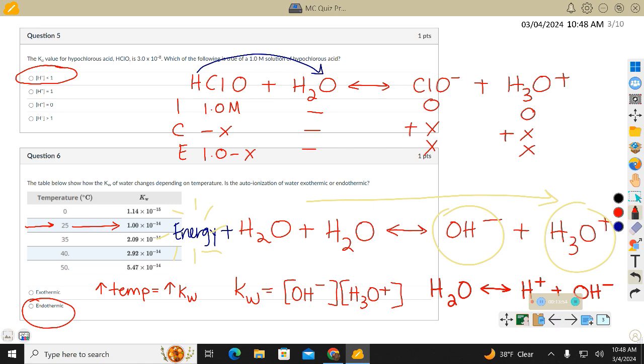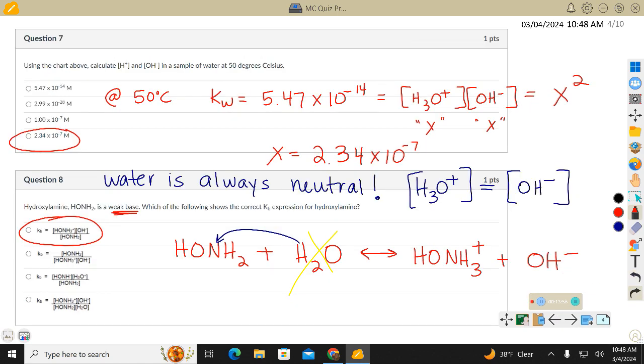But at 50 degrees, my Kw is different. But I know that it's still going to be a product of those ion concentrations. They're always going to be present at a 1-to-1 ratio, whether I'm shifting forward or reverse, if I increase or decrease the temperature. So I'll just call them X, which makes this calculation not so bad. Kw equals X squared. If I take the square root, both hydrogen and hydroxide are about 2.34 times 10 to the negative 7.